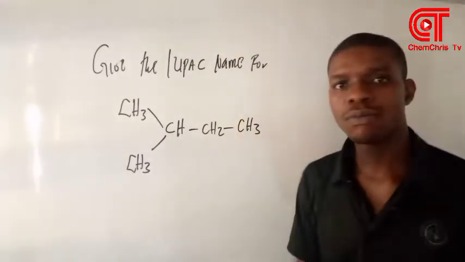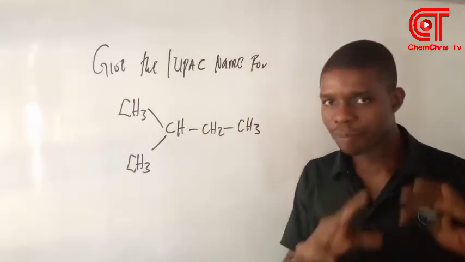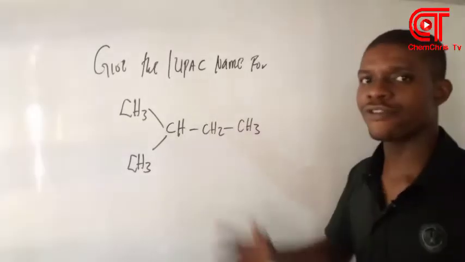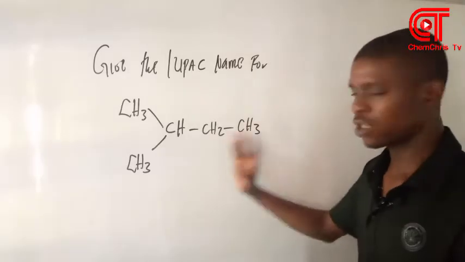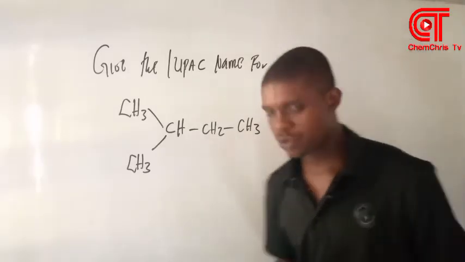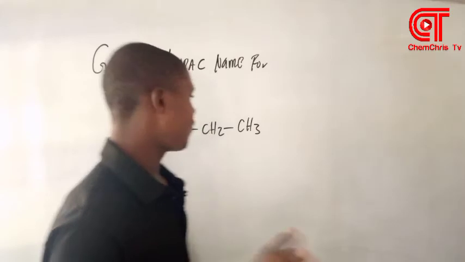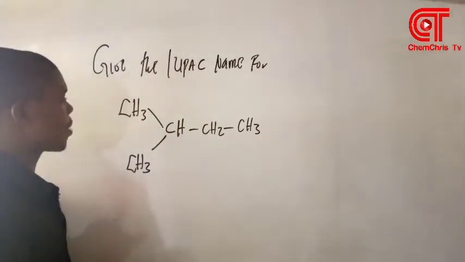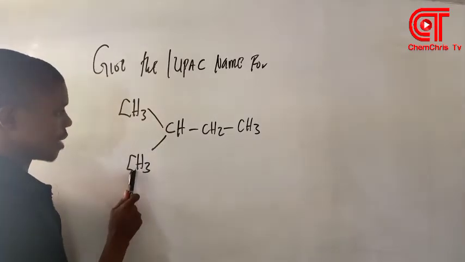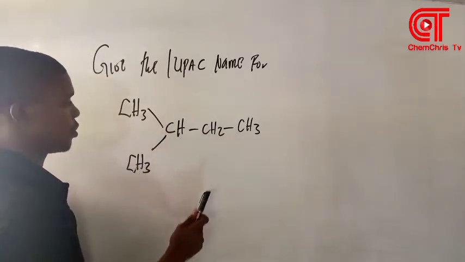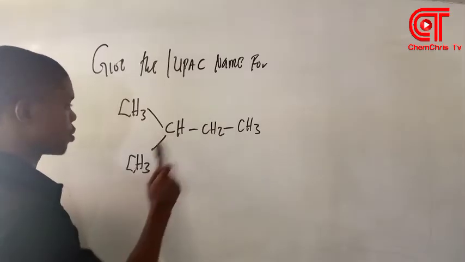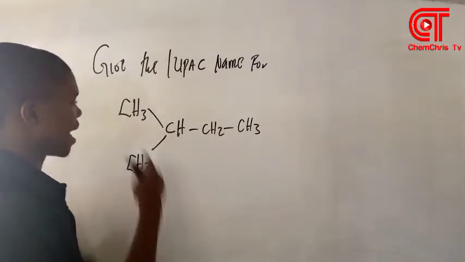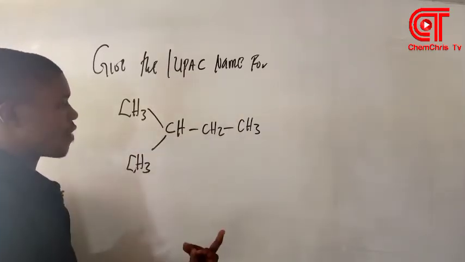Let's take some questions from your JAMB past questions. This question is what I took from JAMB. If you check your JAMB, you will see this kind of question. So how do you name it? I'm going to apply those rules here. First of all, the longest continuous carbon chain, I will name it as the parent chain. So here we have 1, 2, 3, 4. My longest continuous carbon chain can be either here or here, whichever way.